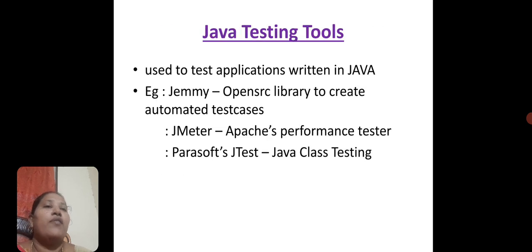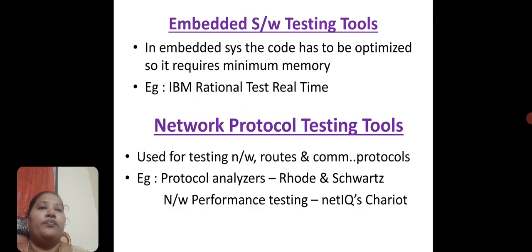Next one is a Java testing tool. From the name itself, you can guess it will test all the applications that are written in Java. Jemmy is an open source library that is used to create automated test cases, and JMeter is Apache's performance tester, and Parasoft JTest is for Java class testing. It will perform the testing of all the classes that are written in Java. So these are some of the automated testing tools available for Java.